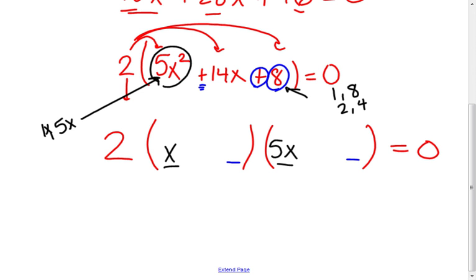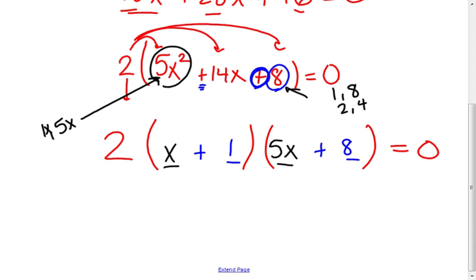If that's positive, it's going to be positive, positive. If it's negative, it's going to be negative, negative. But when this is positive, you have two choices, either plus, plus, or minus, minus. I'm going to make this one be plus, plus. And I'm just going to start with 1 and 8.